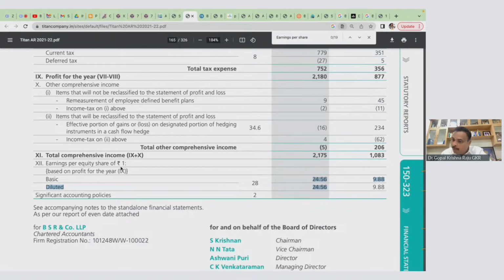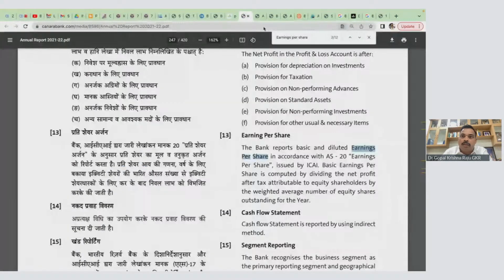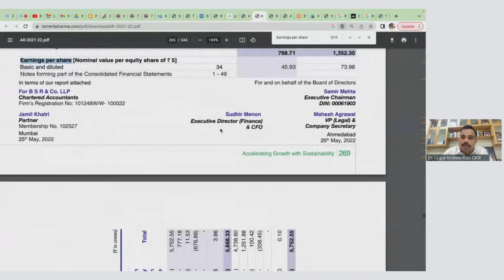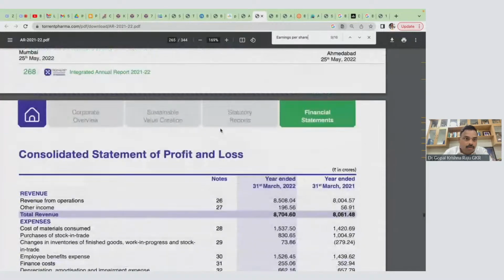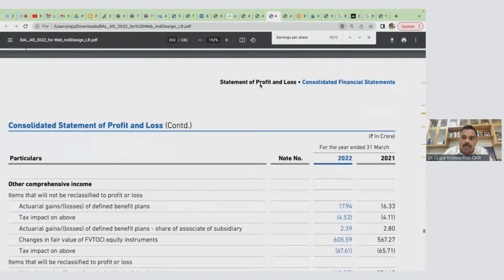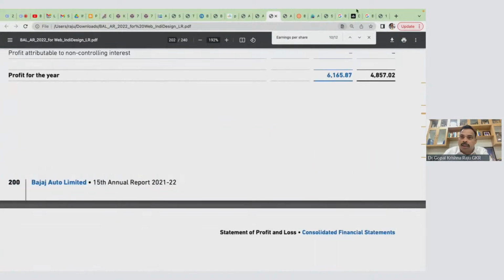Now I'll take you to Marico. Where is Marico? Okay. Torrent. I want to take you to Marico. This is Bajaj Auto.